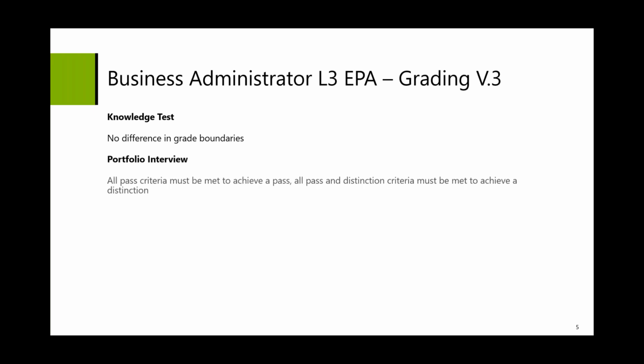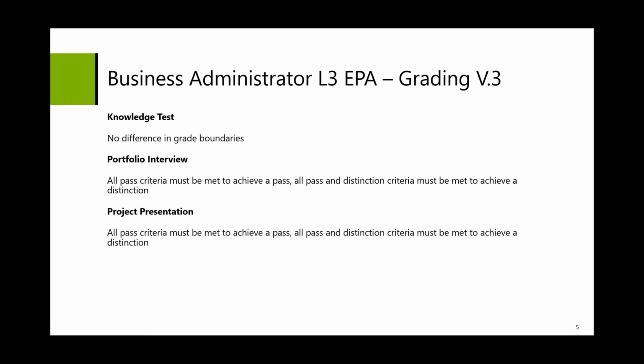The portfolio interview, whereas before we did it on a 60% achievement, it is now done on pass criteria and distinction criteria. So all pass criteria must be met to achieve a pass, and all pass and distinction criteria must be met to achieve a distinction. And this is also reflected in the project presentation. All pass criteria must be met to achieve a pass, and all pass and distinction criteria must be met to achieve a distinction. So to get a distinction now, rather than working on an aggregated grade, which we did before, the apprentice must achieve all criteria in both components.